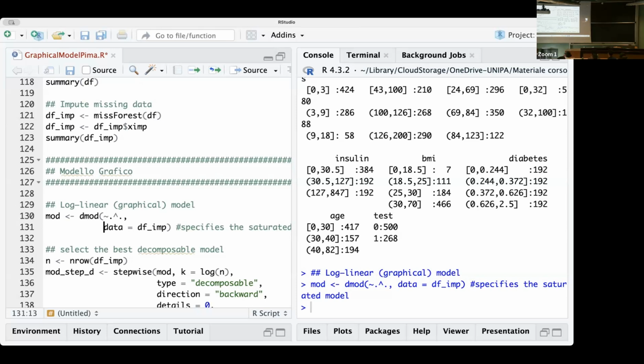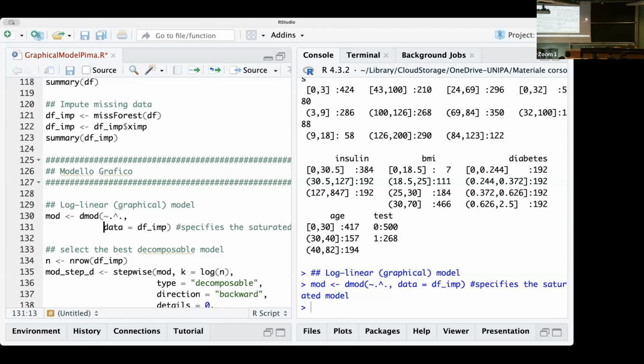So whatever you can, you start from this one, and you do stepwise, and you can choose the direction. Of course, if you start from the saturated model, here you want to go back, right? It's backward model selection. So you start removing an edge, removing another edge, and so on.